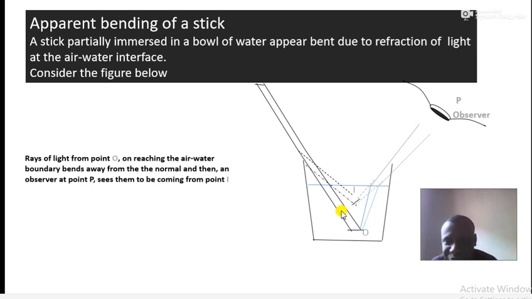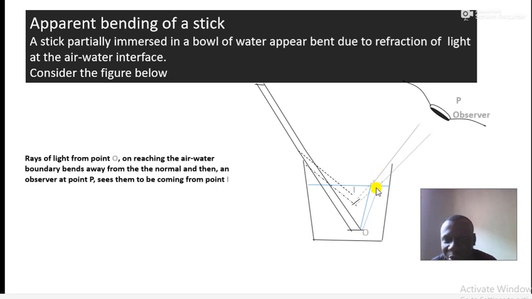Now this stick, when immersed in the water, an observer at point P will see the stick to be bent. Why? This is the result of refraction of light. When a light ray from a point underneath the water, from the stick at point O, travels from water outwardly, on reaching the water-air boundary or interface, the ray of light will bend from its actual course and follow this path to the eyes of the observer.